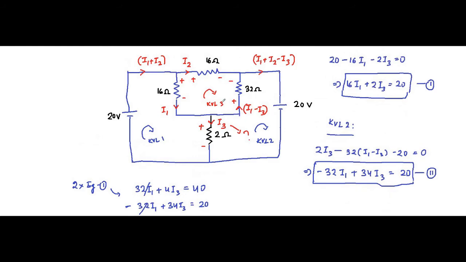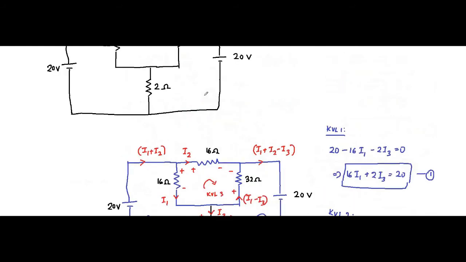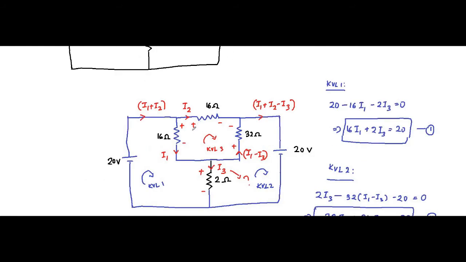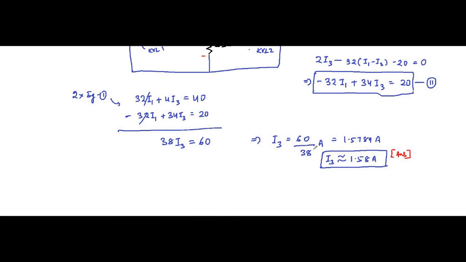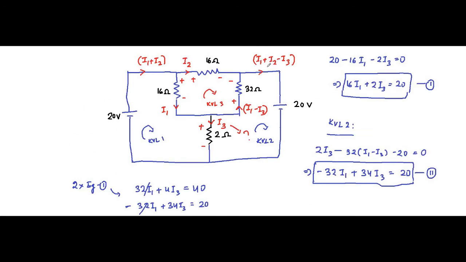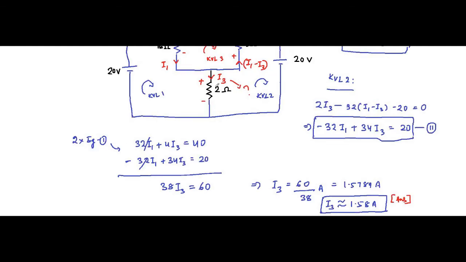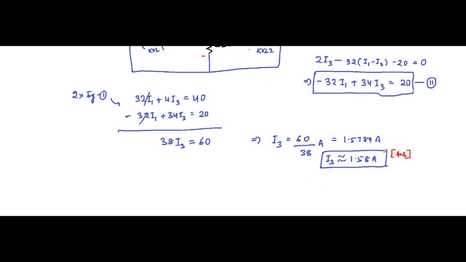But here, if it would have been asked to find the current through all these resistors, then there would have been three equations. The middle loop equation also we would have got. We would have got the value of i3, then there would have been some relationship using all these current dependent relationships. We would have got the value of i1, i2, i3 and all the individual branch currents. But it was not asked here, only the current flowing through 2 ohm. So that's why this way.